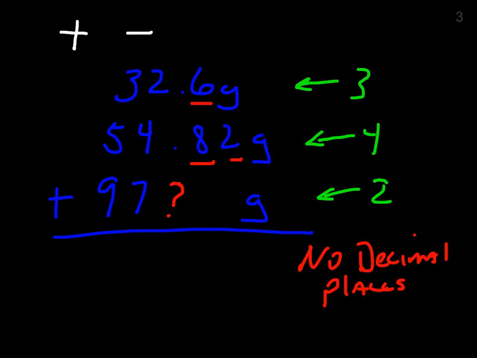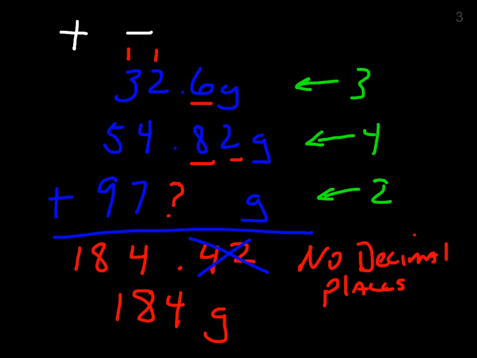Okay? So I'm going to go ahead and add them. I got 2 coming down, 6 and 8, 14, carry the 1. So I got 10, 14. Another one, 18, right? So I look at this, and say, okay, my answer has to be rounded to no decimal places. So what I'm going to do is just lop those off, and my real answer becomes 184 grams. All right? So that's how you do addition and subtraction.